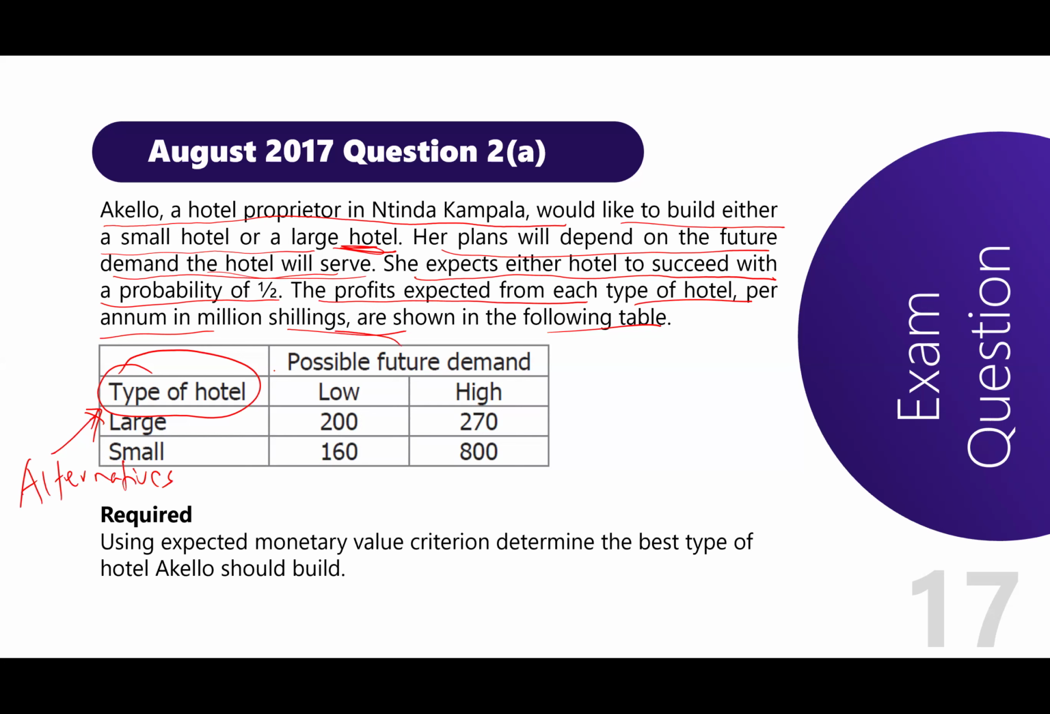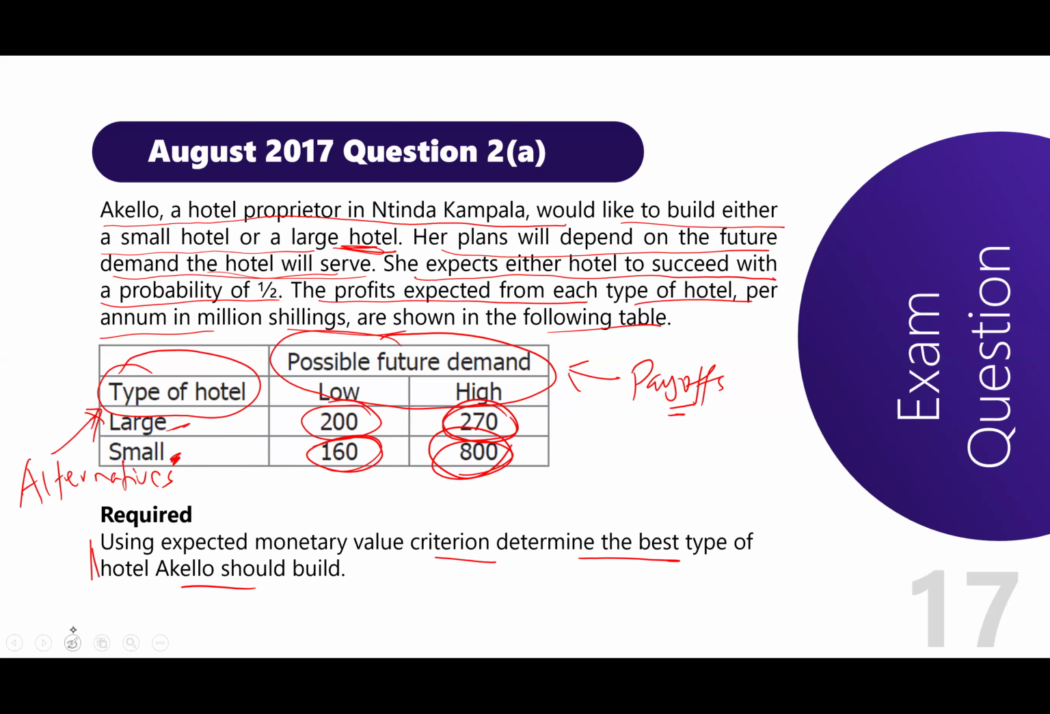And then these are the payoffs. If you invest in a large hotel, you get 200 million if the demand is low, 270 million if the demand is high. If you invest in a small hotel, you get 160 million if demand is low, 800 million if demand is high. So using the expected monetary value approach, you can determine which alternative is the best, okay?